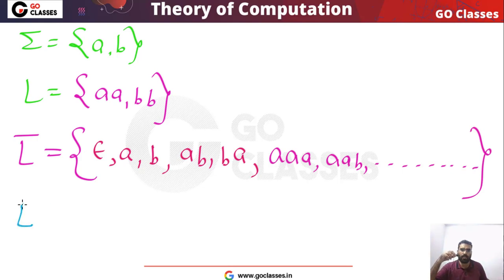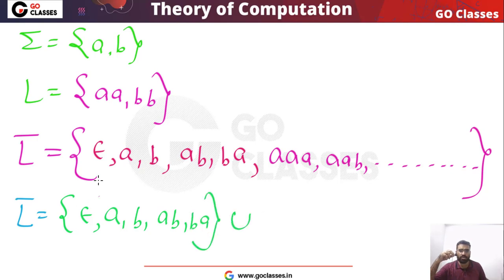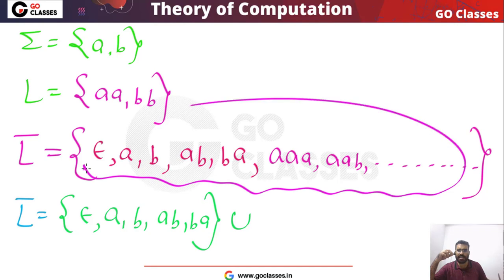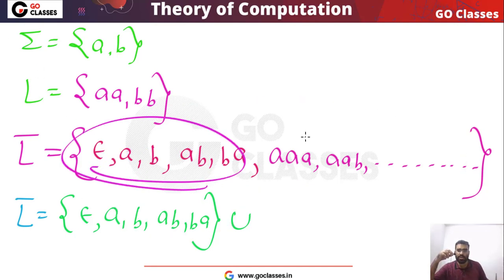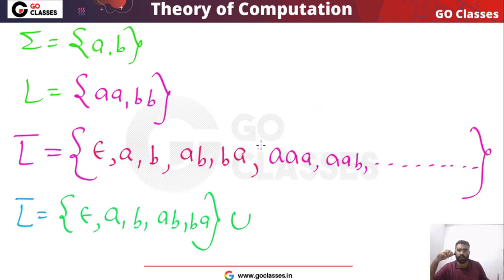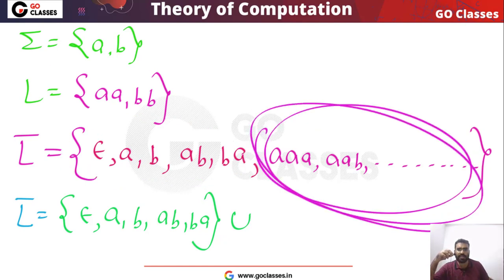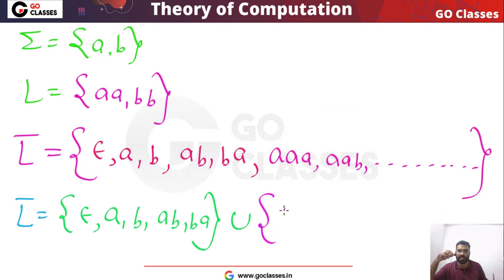So I can write this L complement like this: this string is not in L, this is not in L, this is not in L, namely a, b, ab, ba, union these strings. And what are these strings? These are the strings of length at least 3. So this is the idea.